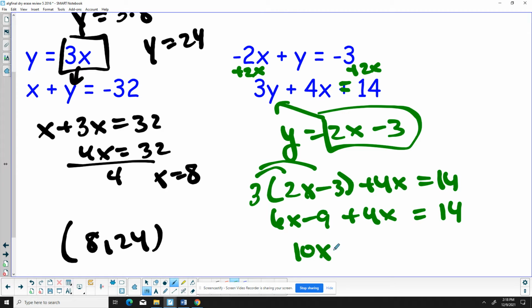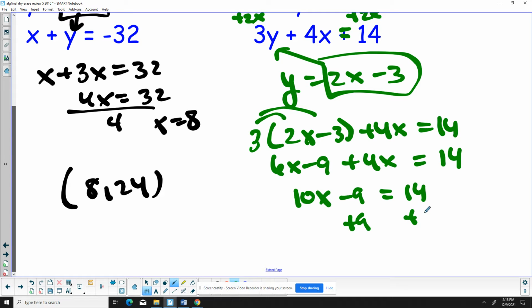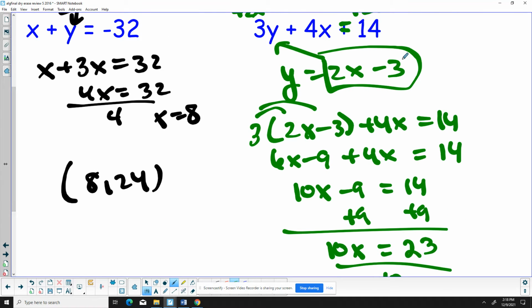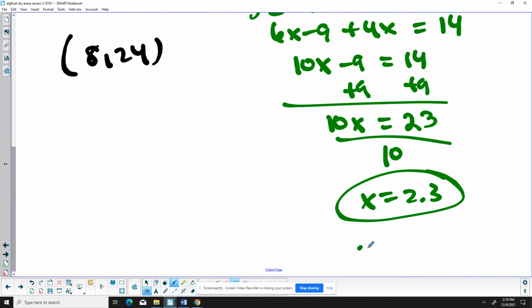And then I've got 10x minus 9 is 14. This is going to be a decimal. And then I'm adding 9 to both sides. So that's 23. And that's not a nice decimal either. Divide by 10, and x is 2.3. So if I take that 2.3 and I plug it right here, 2 times 2.3 minus 3, I'm going to use my calculator. 2 times 2.3 minus 3, 1.6 for y. So my answer is 2.3, 1.6.